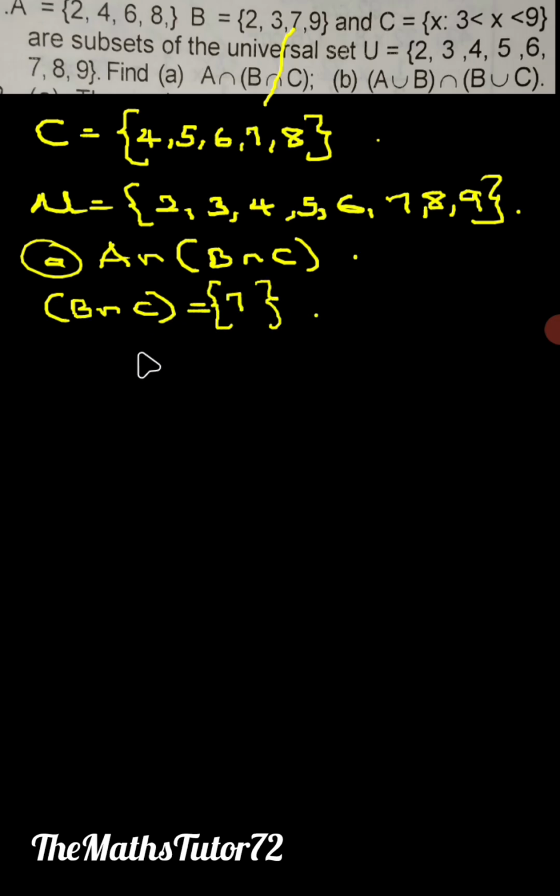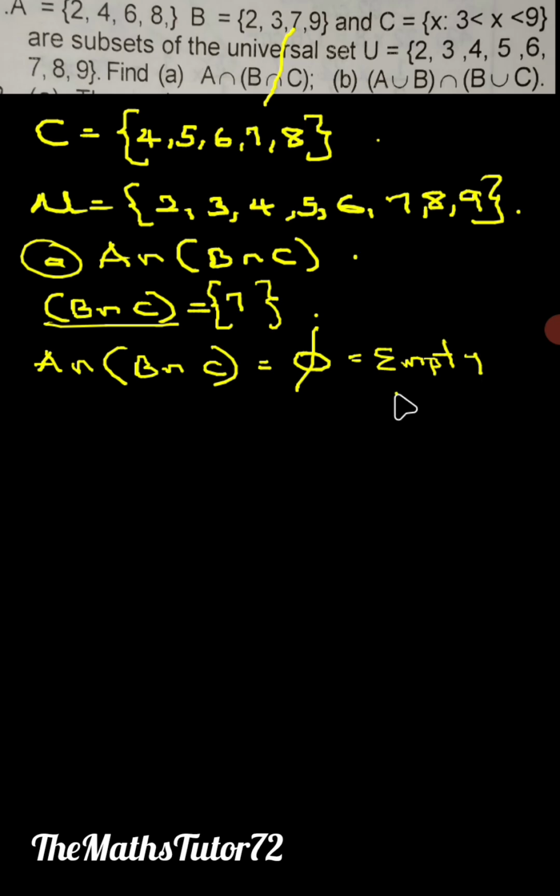So next we'll find A intersection B intersection C. So is there any intersection between this B intersection C and set A? What is set A? Set A is 2, 4, 6, 8, and set B intersection C is 7, so there is no intersection, so we are just going to write this, and this means the empty or null set, and that's all.